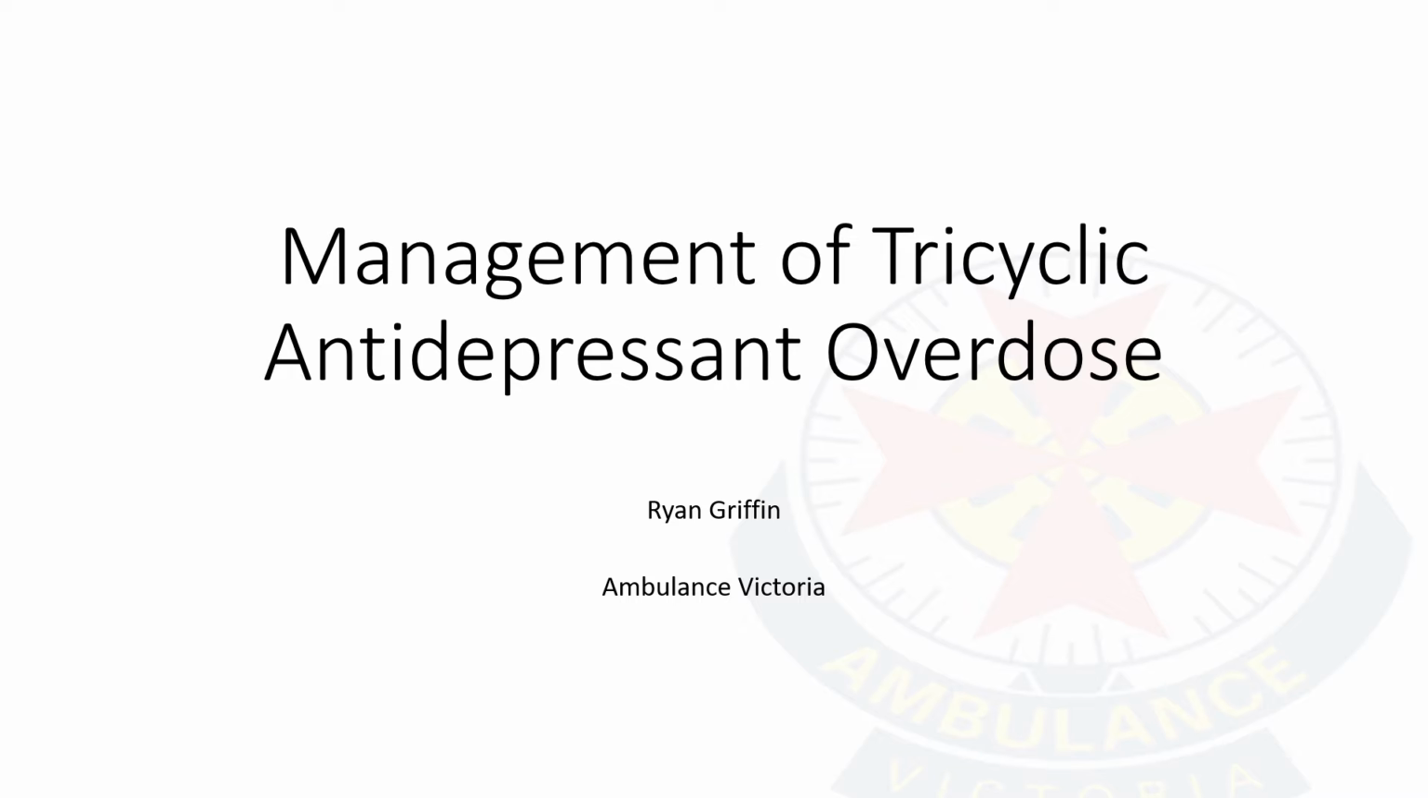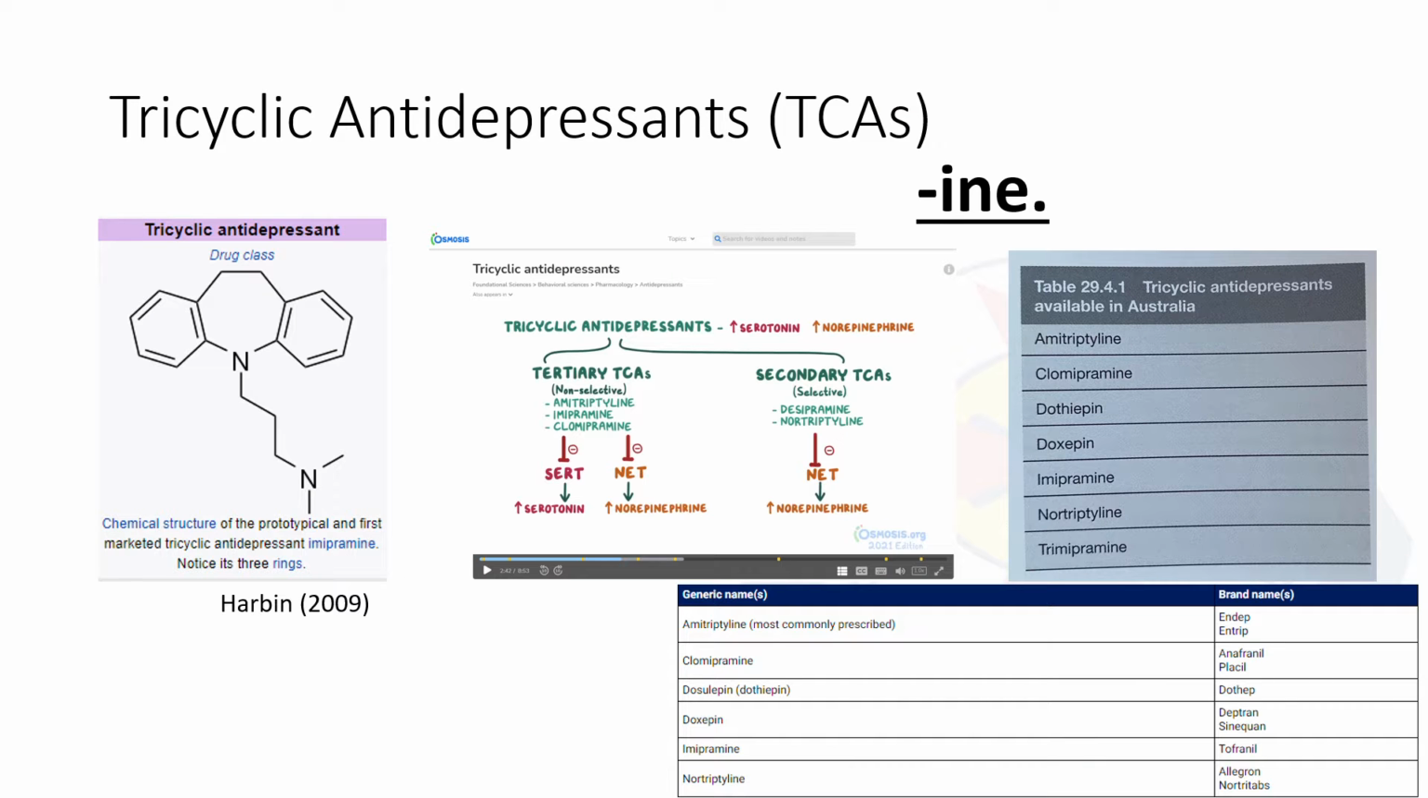Hello there, my name's Ryan and I've created this video as a refresher for Ambulance Victoria ALS and MICA paramedics in managing patients who have overdosed on tricyclic antidepressants. So, starting with what tricyclic antidepressants are. TCAs are a prescribed medication whose chemical structure contains 3 rings and a side chain.